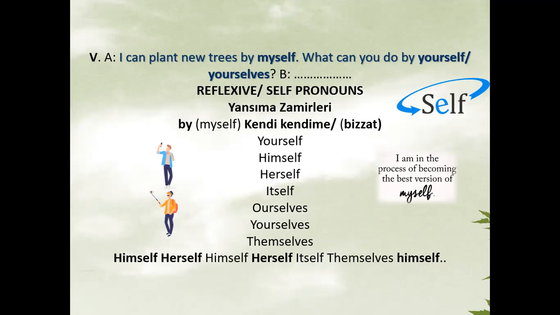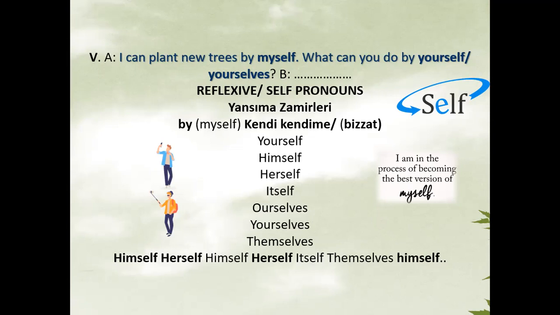By myself. So you can plant new trees by yourself, by him. He can plant new trees by himself. She can plant new trees by herself. We can, don't worry, we can plant new trees by ourselves. Don't worry, relax. You can do this, for example. You can plant new trees by yourselves. Don't see them as children. Please don't consider them as just children. They can plant new trees by themselves.